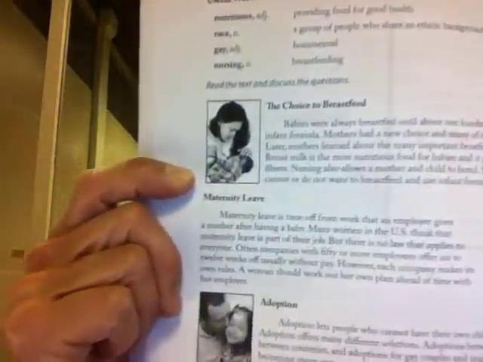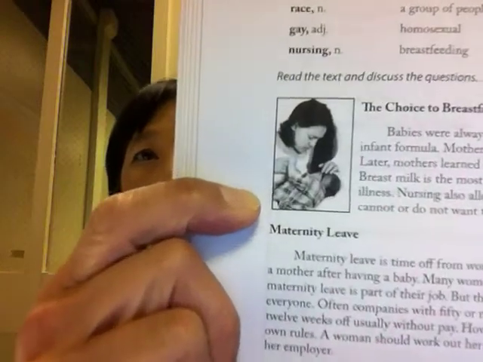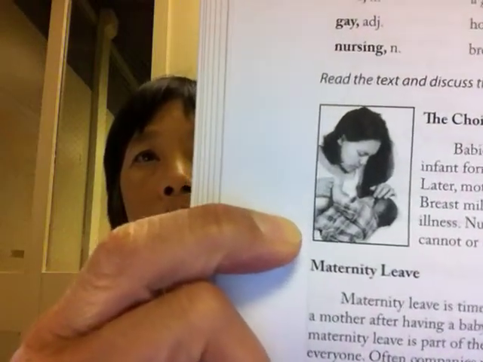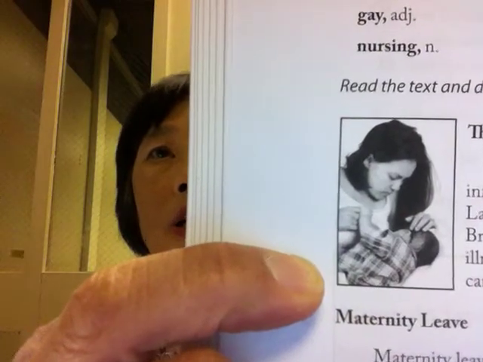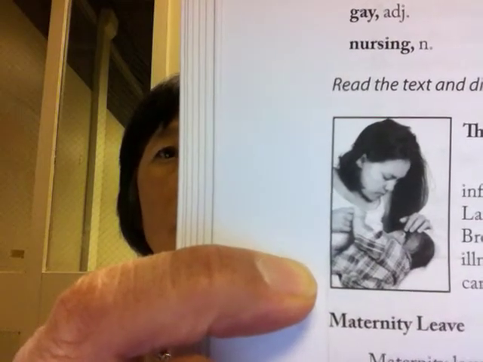So in our text, we have 3 different little topics. And the first one shows a picture of, how would you describe this picture? Who do you see? Nursing, right. Okay. So you see a picture of a mother breastfeeding or nursing an infant. All right? So this one is called the choice to breastfeed.